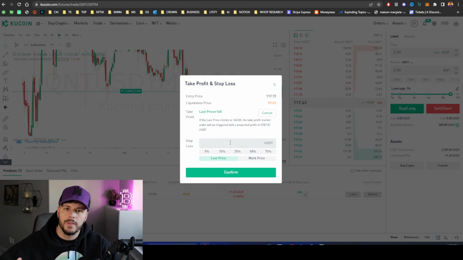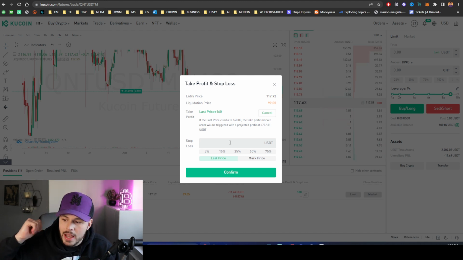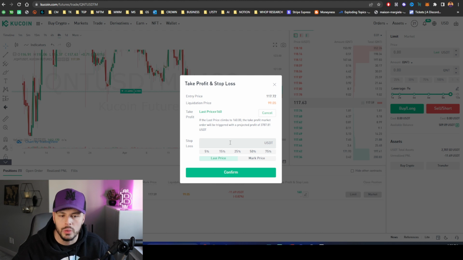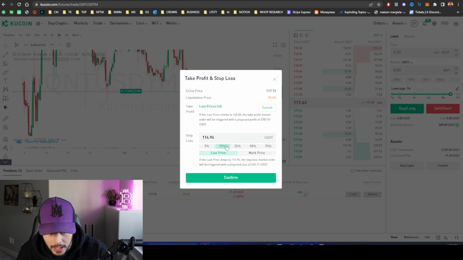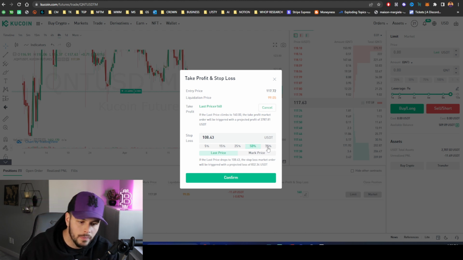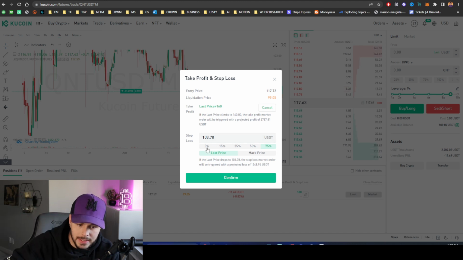Your take profit is, if it goes up and hits 160, it's going to automatically sell for you, right? And cash in your profits. It's going to take profit for you. But right here, you can set your stop loss. If you're scared about being down 15%, scared about being down 25%, scared about being down 50%, right? You can set it at all these different things. If I set it right here, that means that when Quant hits 103, it's going to automatically cut my losses at 103.